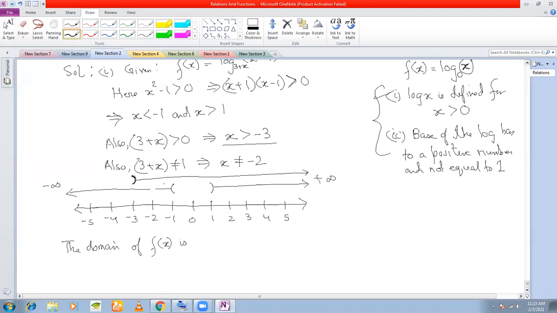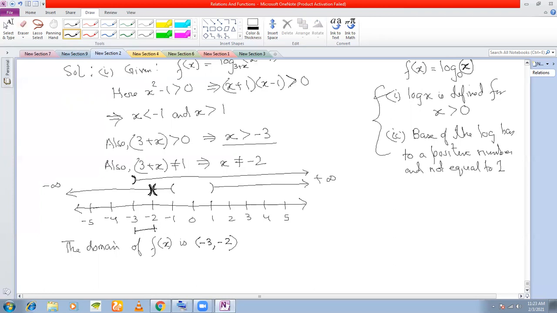So that means there's a break here at -2. So now what happens? What is the common region now? So first of all, you see you come from -3 to -2, right? So -2 is excluded.